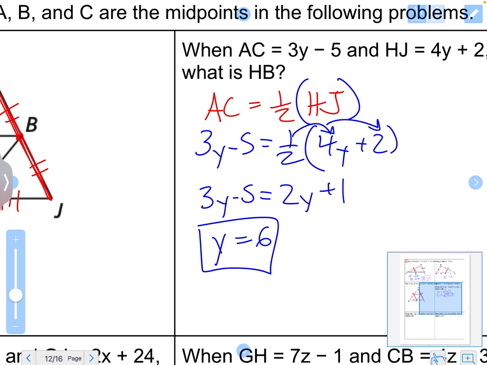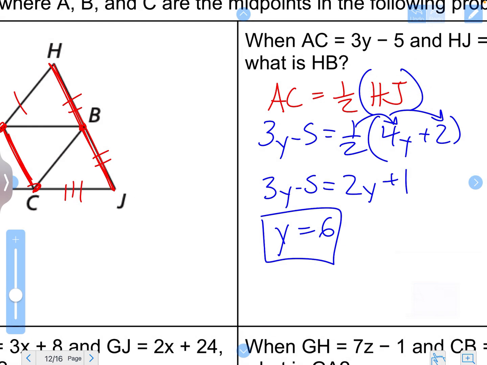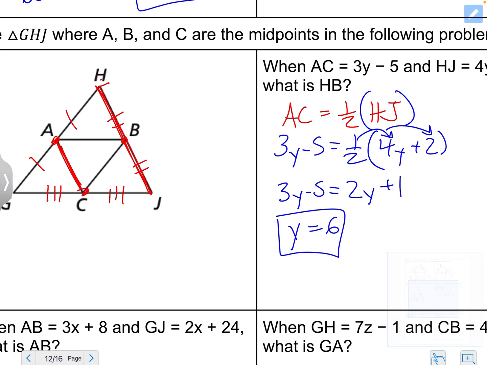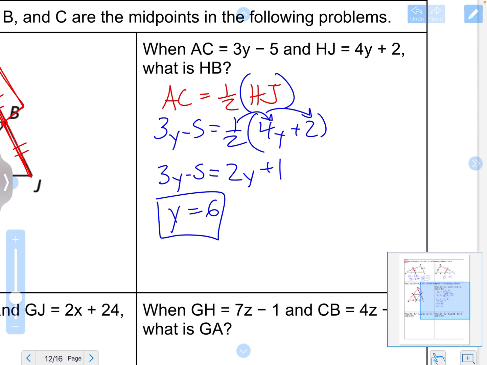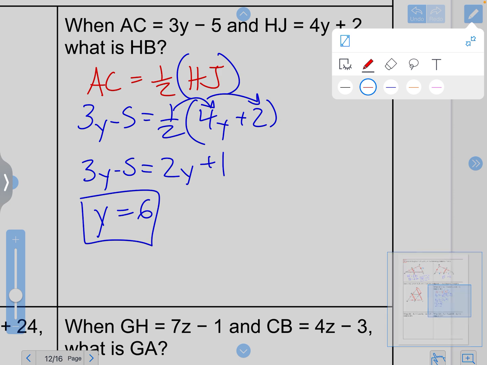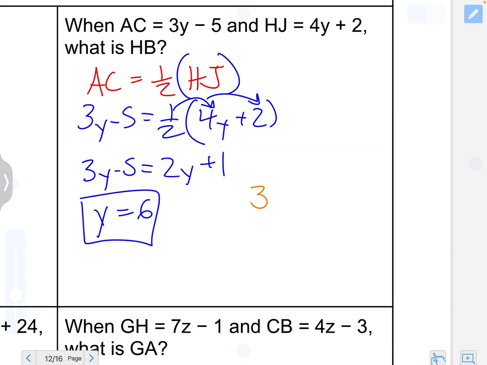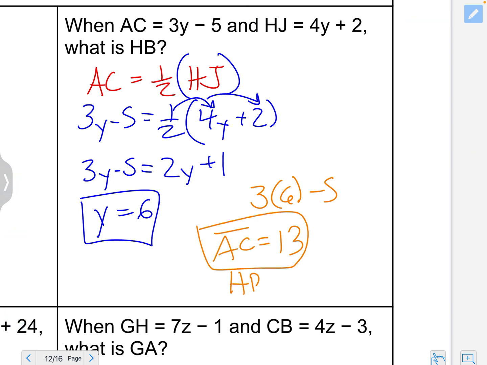But let's look at what the problem is asking for. Our problem is asking for HB. So HB, we said, is the exact same thing as AC because AC is 1/2 of HJ, and we know that HB is 1/2 of HJ as well. So we're going to plug this y equals 6 into AC. 18 minus 5 should be 13. So AC is 13, which means that HB is also 13.